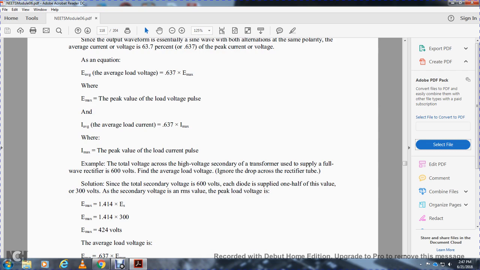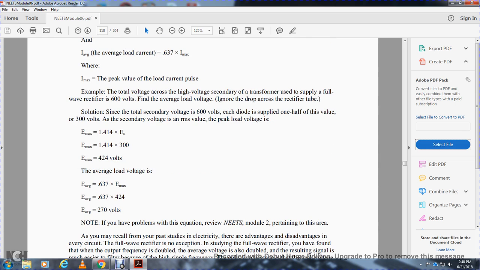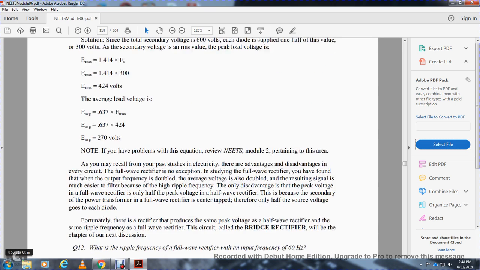Example: the total voltage across the high voltage secondary of the transformer supplying the full wave rectifier is 600 volts. Find the average load voltage, ignoring the drop across the rectifier tube. Solution: the total secondary voltage is 600 volts, so either diode is supplied one half of its value, 300 volts. The secondary voltage is the root mean squared value. The peak load voltage, voltage max, is equal to 1.414 times the voltage. Secondary voltage max is 1.414 times 300, which is 424 volts. The average load voltage across the resistor is 0.637 times the voltage max. It gives you an average voltage of 270 volts.